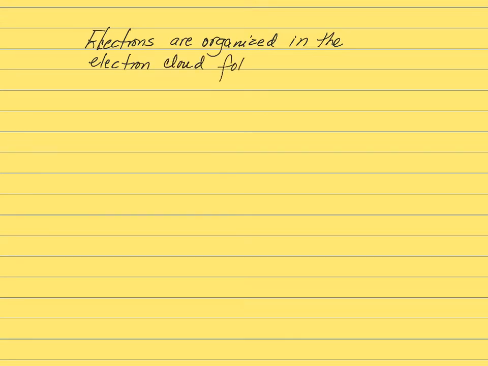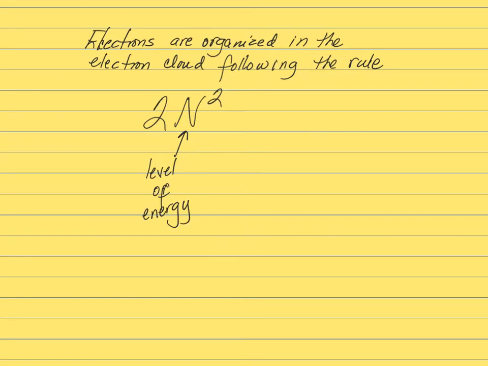Copy this. Electrons are organized in the electron cloud following this rule. The rule is 2n to the second power, in which n is the level of energy. So let's say that I'm talking about the first level of energy: two multiplied by 1 to the second power is going to be equal to 2.